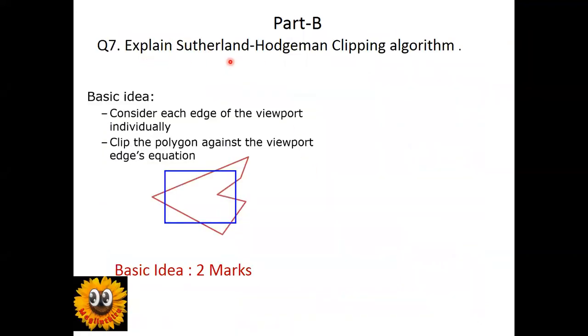Explain Sutherland-Hodgman clipping algorithm. This refers to the surface clipping algorithm. The basic idea carries 2 marks. You are supposed to draw a viewport, and the surface area to be clipped. By understanding this algorithm, it will clip the surfaces which are staying away from the viewport. This portion will not be visible. Likewise, the basic idea carries 2 marks.